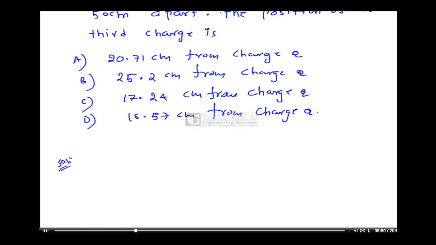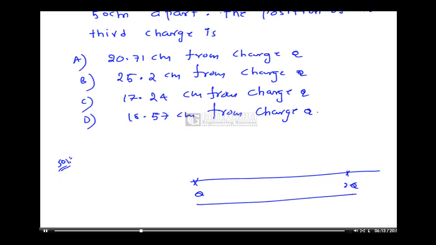So this is the given problem. The solution is: here it is given a system of three electrical charges lying in a straight line, in equilibrium. Two of the charges are Q and 2Q, and are 50 centimeters apart. So this is Q, this is 2Q, and the distance is 50 centimeters. So the position of the third charge is 20.71 centimeters from charge Q. If you observe the options here, the distance is from charge Q only.